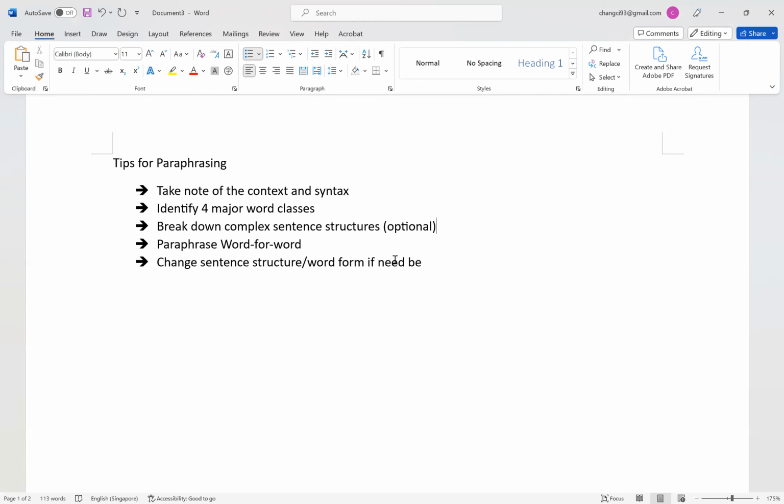So you want to be more flexible on that front, but of course that in itself entails a strong grasp of grammar and of course vocabulary, right? If you're confident, of course, by all means go ahead and change it up, but make sure that you capture the main ideas lah.